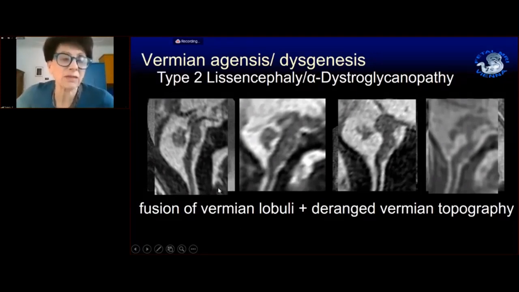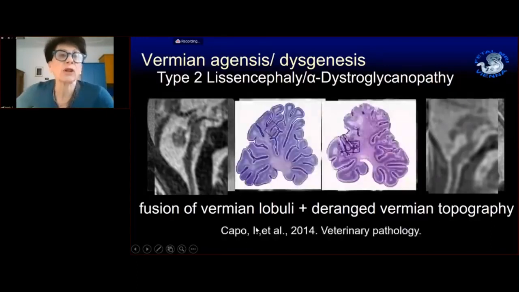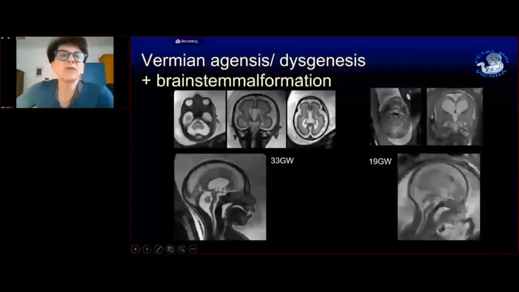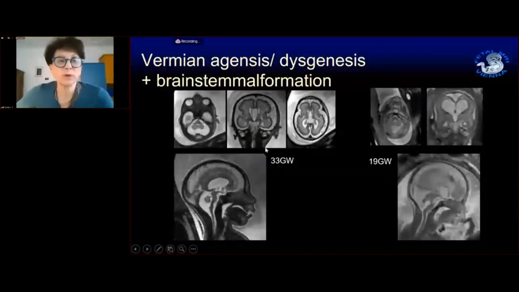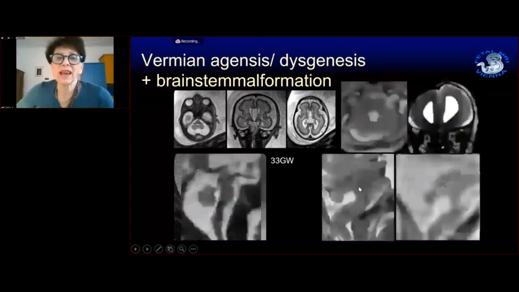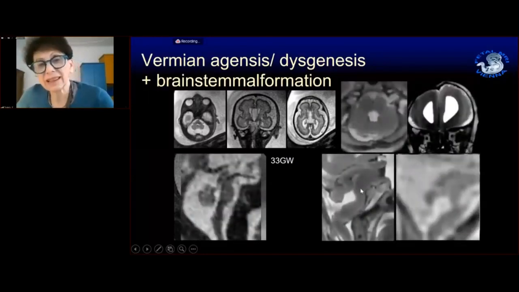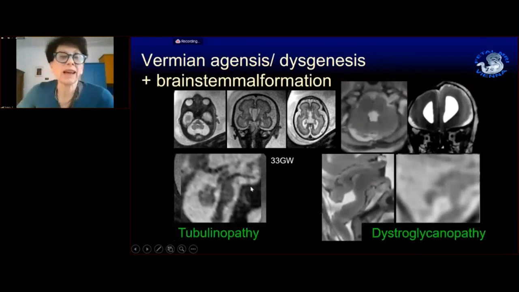This is of course known for a long time, also from animal studies. If you have vermian agenesis and dysgenesis and brainstem malformation, this points towards certain pathologies, especially if you have an embryonic brainstem here. And so we find that also in tubulinopathies and, as already mentioned, in dystroglycanopathies. Here you see the pathological specimen clearly showing also the over-migration of the neurons into the subarachnoid space.